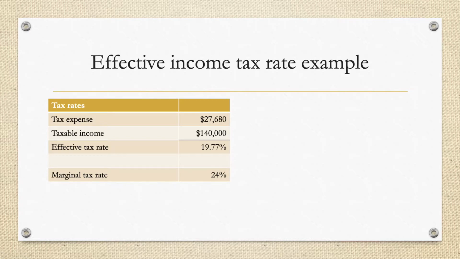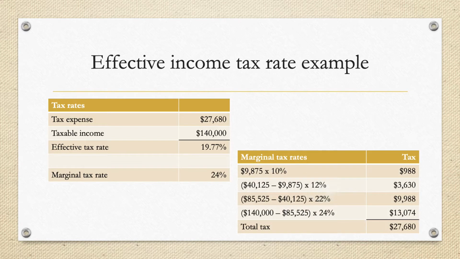And the 19.77% is the effective tax rate, which represents the percentage of the tax paid divided by your taxable income. You can see that it is lower than the marginal tax rate of 24%. How did we get to 24% again? If we go back to the marginal tax rate calculation, this 24% is the tax rate that you will be subject to if you earn an additional dollar.